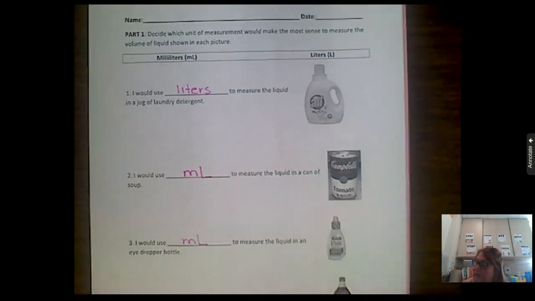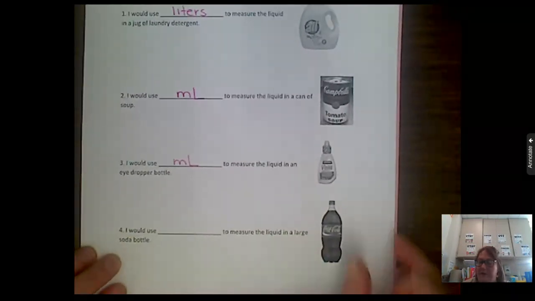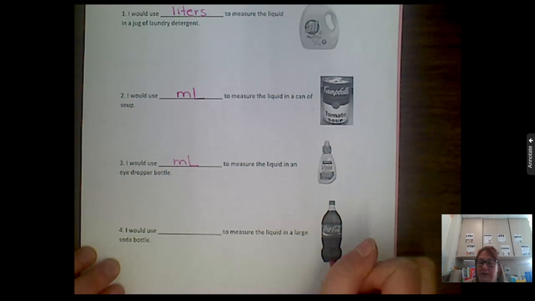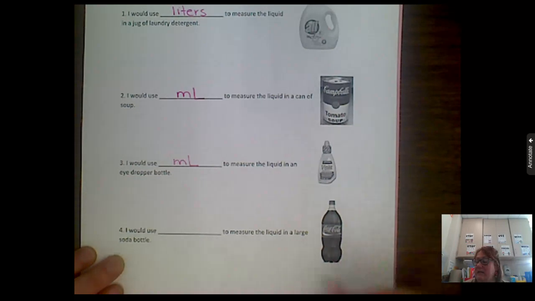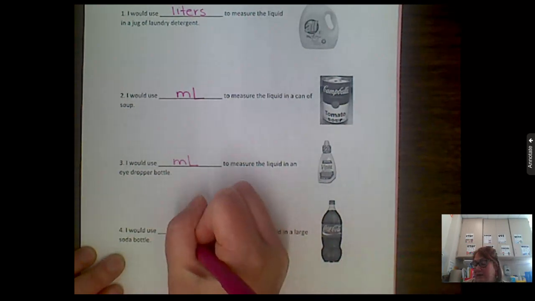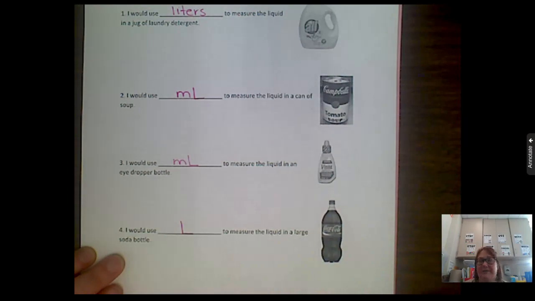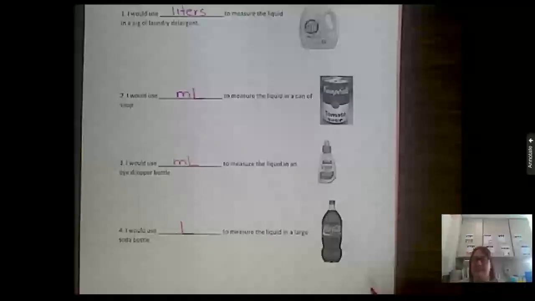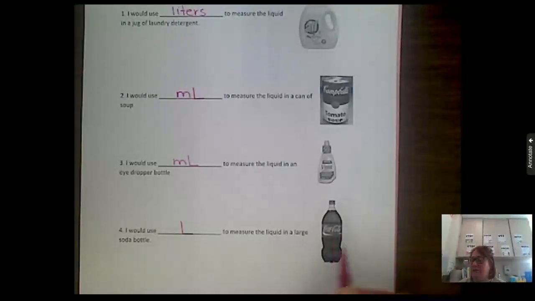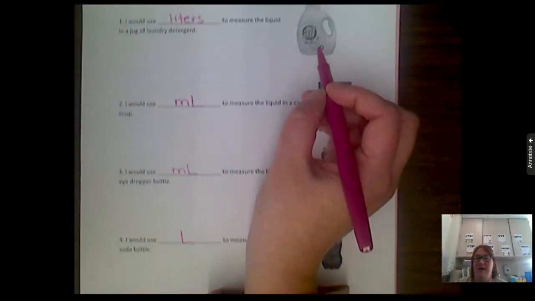And the last one, this is what I was talking about, but I know a lot of you would recognize. This is a 2-liter of soda. So we hear it right in the name. Milliliters or liters to measure a 2-liter of soda? Liters for sure. And the symbol for liters is a capital L. Okay, so that's what we would use. Liters for a 2-liter of soda, liters for a big thing of laundry detergent.